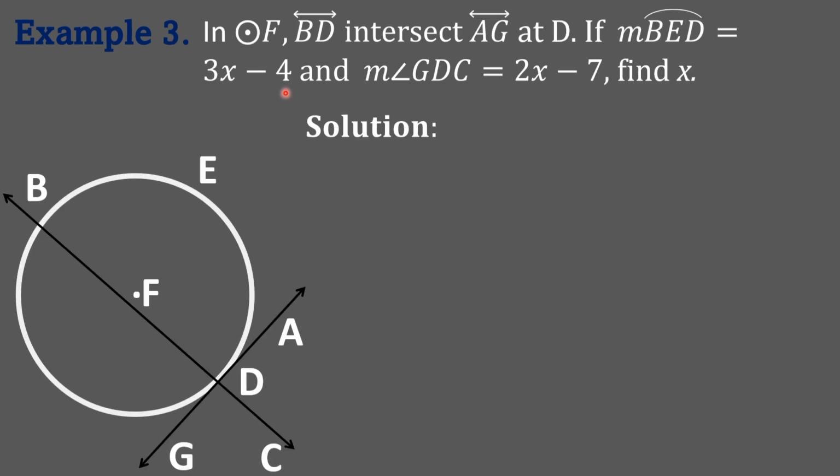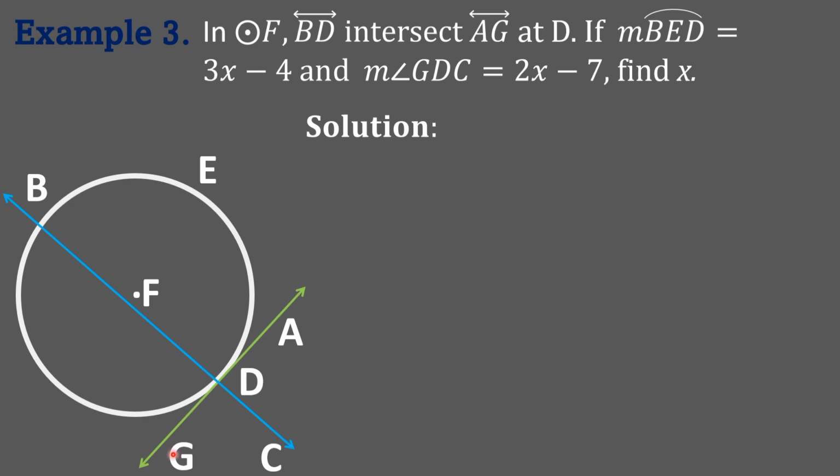Example 3. In circle F, secant line BD intersects tangent line AG at point D. This illustrates case 2. If the measure of arc BED is 3x minus 4 and the measure of angle GDC is 2x minus 7, find x.